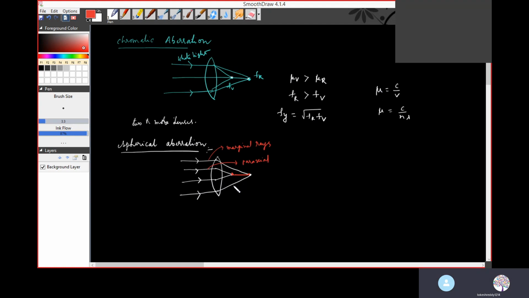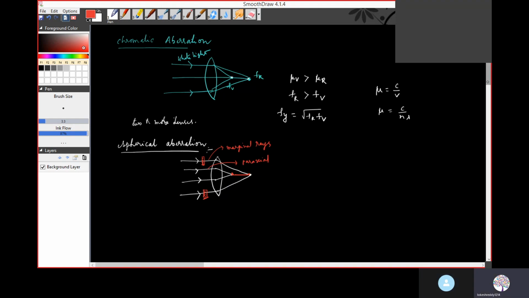Spherical aberration can be reduced by using stops. Stops means you can place some opaque body here and here, thereby cutting the marginal rays out. So you will have only paraxial rays, and you will get the image as sharp.